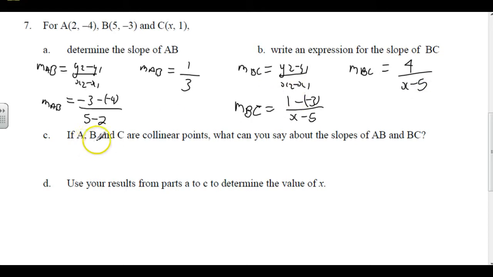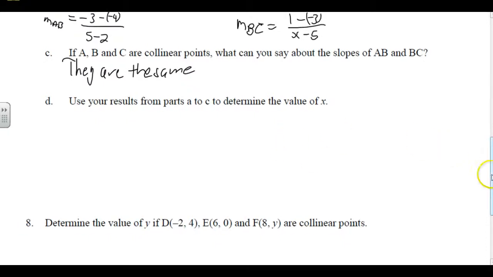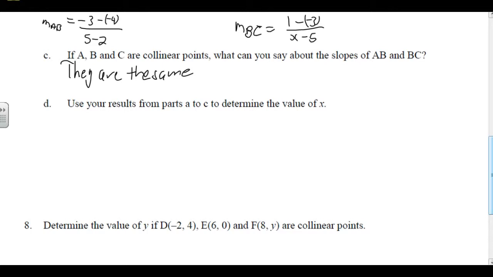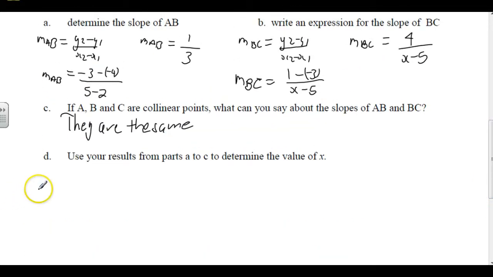Now, what if we told you that A, B, and C are collinear? What can you say about the slopes of AB and the slopes of BC? Well, they have to be the same. So use your results from part A. We better scroll. Scroll that back up a little. So if these slopes are the same, MAB is equal to MBC.